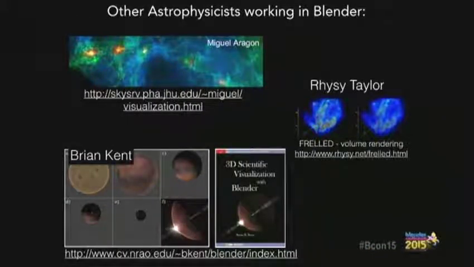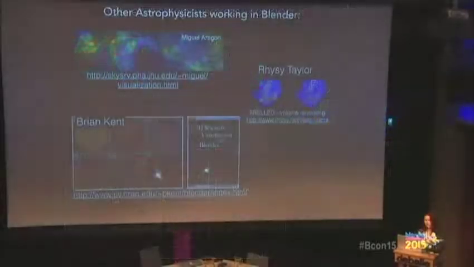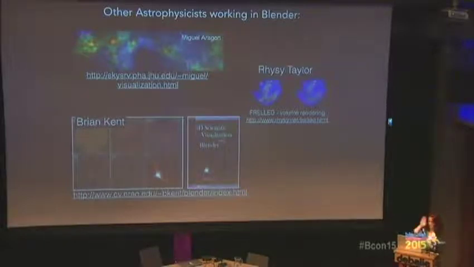I just wanted to mention that I'm not the only astrophysicist working in Blender, so here are a few examples. Miguel Aragon has some really cool interactive pseudo-volume renderings, doing some Voronoi tessellation or Delaunay tessellation, some sort of tessellation. R. Taylor, I can't pronounce his first name, so I'm calling him R. Taylor, just came out with a cool volume rendering package in Blender. Also, Brian Kent has a nice website and also a great book. If you have a computational scientist in your life who really wants to learn Blender, especially if they do astrophysics, I'd highly recommend his book.